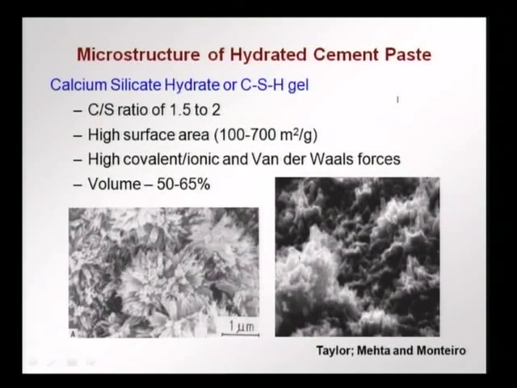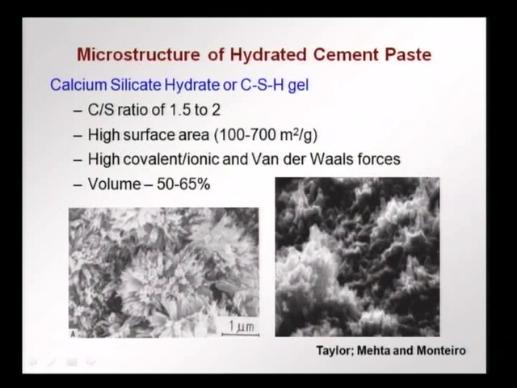If we take a closer look at calcium silicate hydrate or the CSH gel, these are pictures from Mehta and Monteiro. We see that we have a spongy structure made out of these flakes or plates of calcium silicate hydrate. These have a nanometric scale, and these form this spongy appearance of the CSH. The CSH has a calcium oxide silica ratio of 1.5 to 2, and a very high surface area because of this flaky nature, about 100 to 700 meter square per gram.